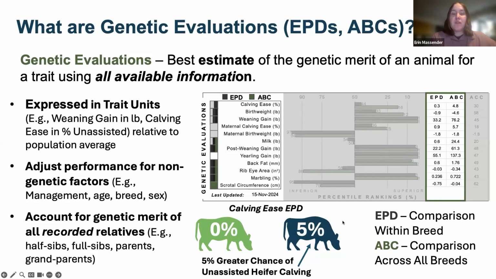EPDs can be either calculated within a breed or across breeds. At AgSights, we call those across breeds comparisons, or ABCs.